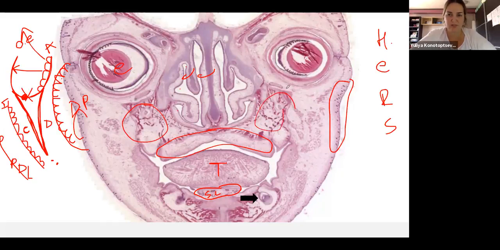We can clearly see that mesenchyme is turning into bone. The point of interest for us is, of course, this area, right? That's where the tooth is being formed. Don't forget, this is your oral cavity. That means that the superficial surface is the oral cavity epithelium.